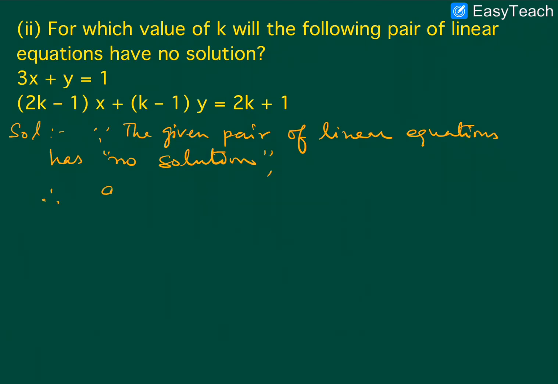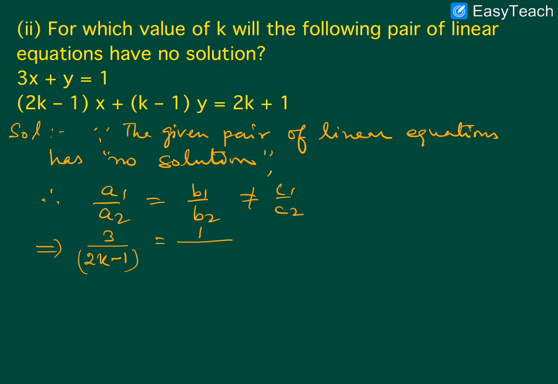and therefore condition is a1 by a2 is equal to b1 by b2 but not equal to c1 by c2. Substituting the values of a1 a2 b1 b2 and c1 c2, we have a1 is 3, a2 is 2k minus 1, this whole quantity is a2, b1 is 1, coefficient of y in first equation it is 1, and b2 is k minus 1, not equal to c1, c1 is 1 and c2 is 2k plus 1.